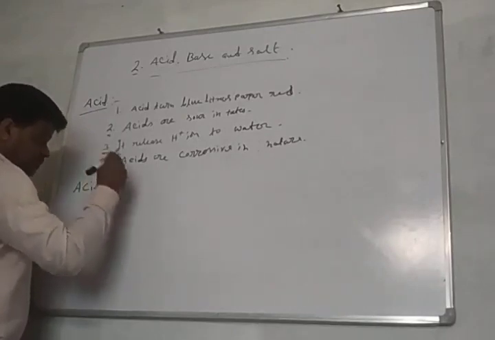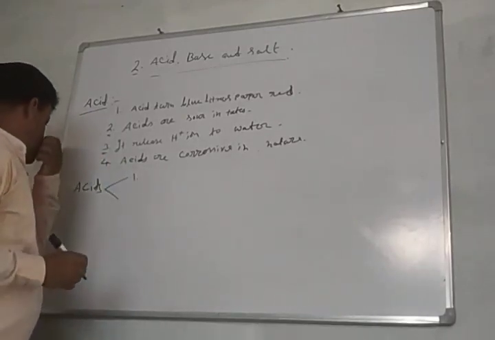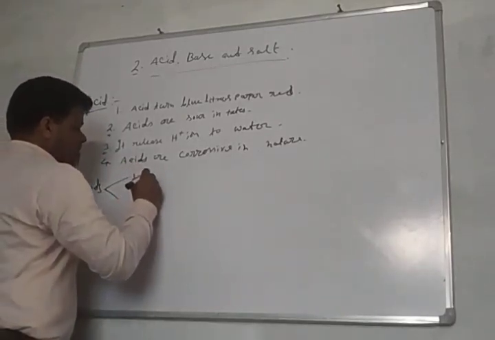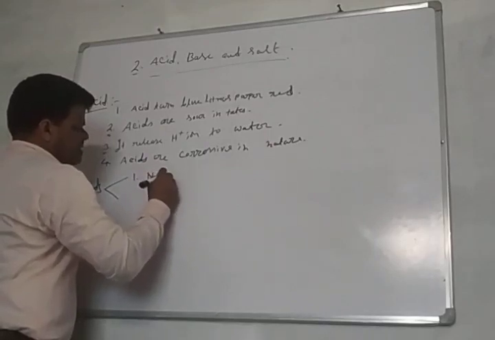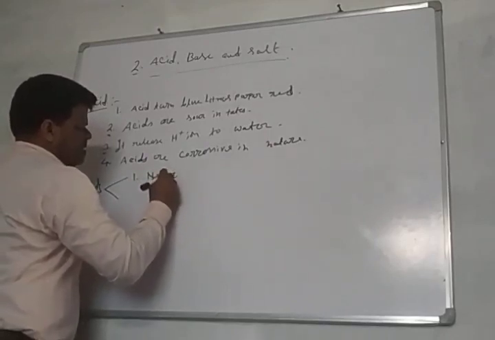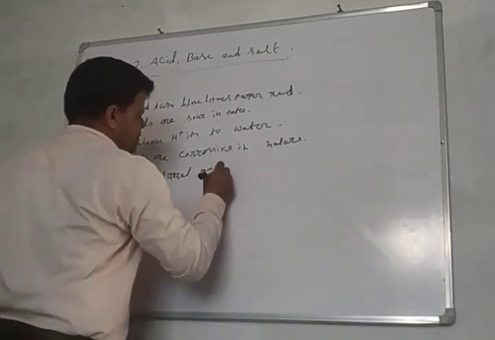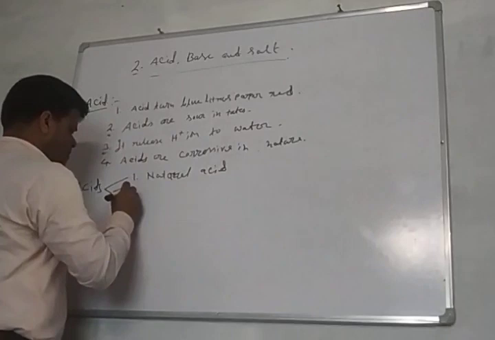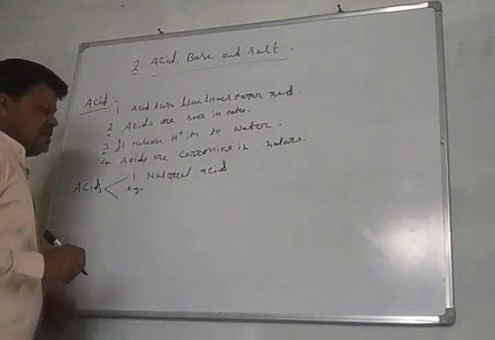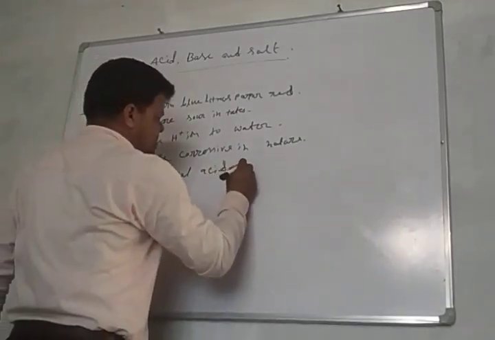The first one is natural acid. For example, what can you give as an example of natural acid, or you can say organic acid.